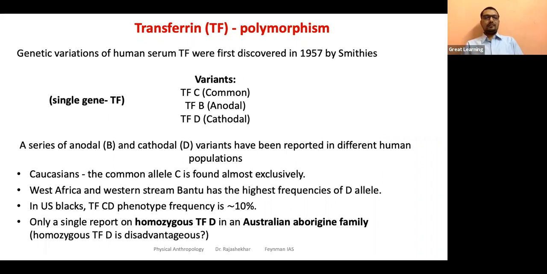And then West Africa and the western stream of Bantu, these are an ethnic group in the African region who speak the Bantu language. So in Western Africa and the western stream of Bantu, they have a higher frequency of the D version of the TF. So C is more common in Caucasians, and in Africans, especially those who speak the Bantu language, the TFD version is more common.